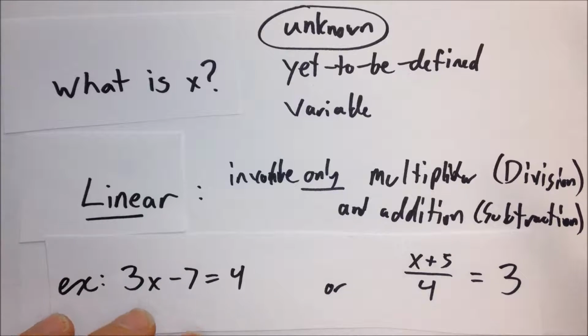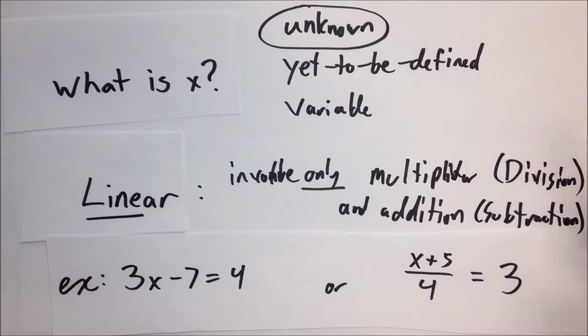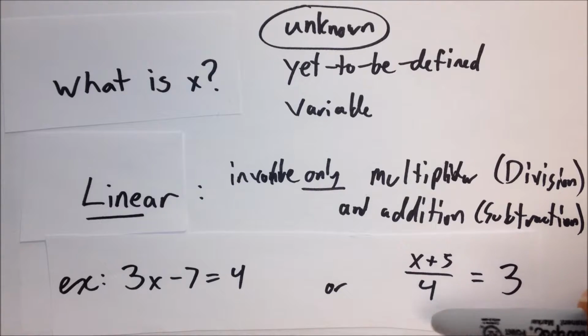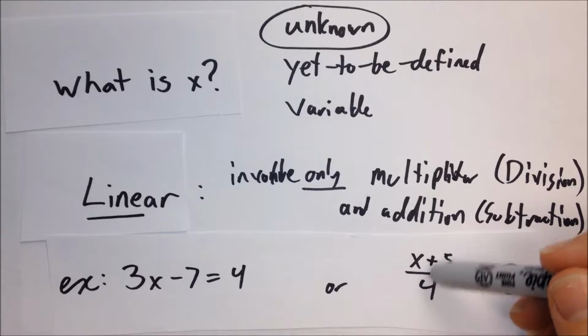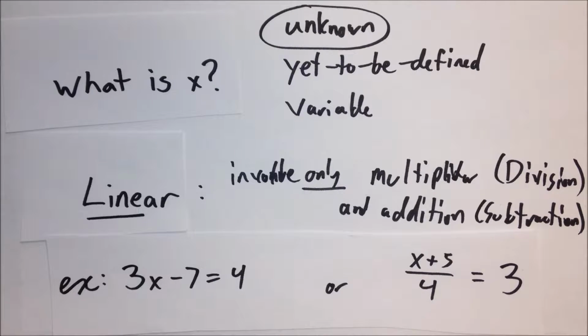First example is the equation 3x minus 7 equals 4, and you'll see that we have a multiplication here with 3, we have a subtraction, and we have an equal sign, so it's an equation. Also, we have (x plus 5) over 4 equals 3, and so we have an addition and a division, and so this fits as a linear equation.